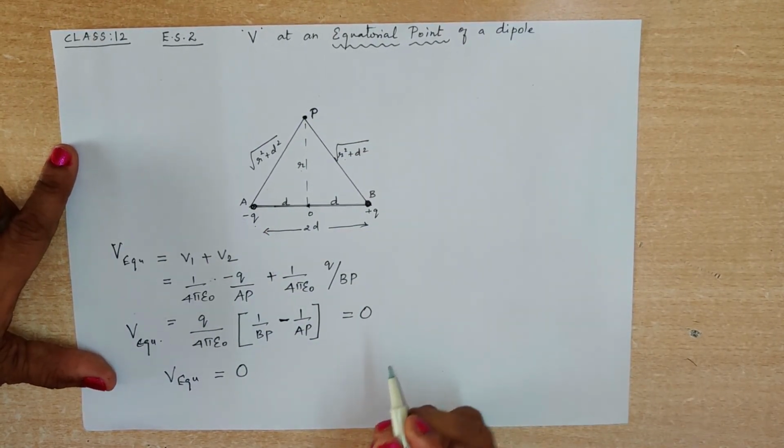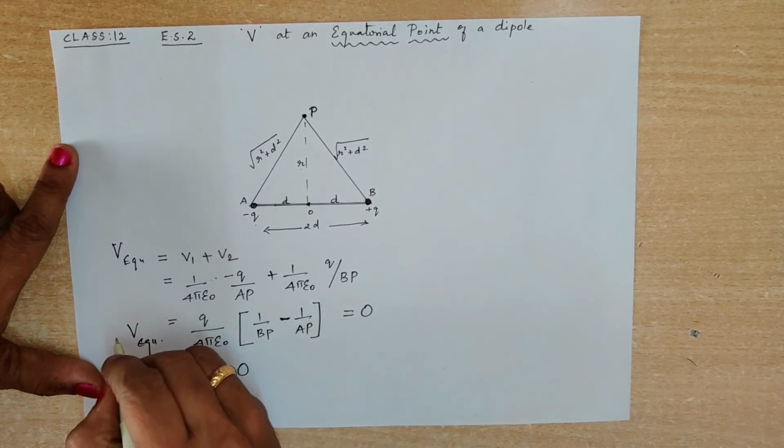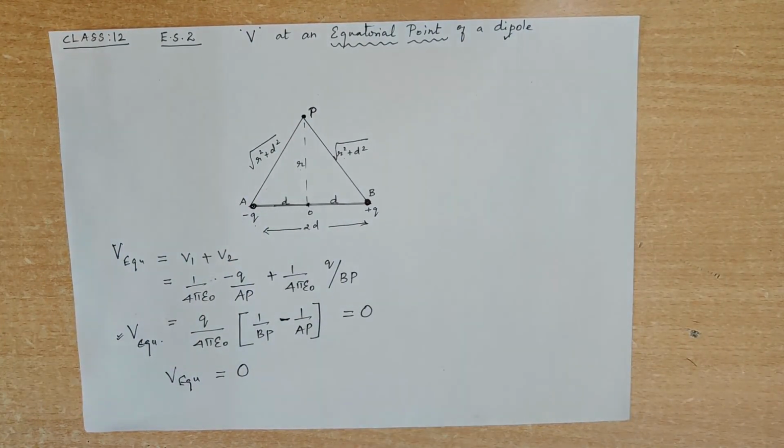So this is the second case, the calculation for electric potential due to a short dipole. Hope you understood both the concepts very well. Thank you for watching.